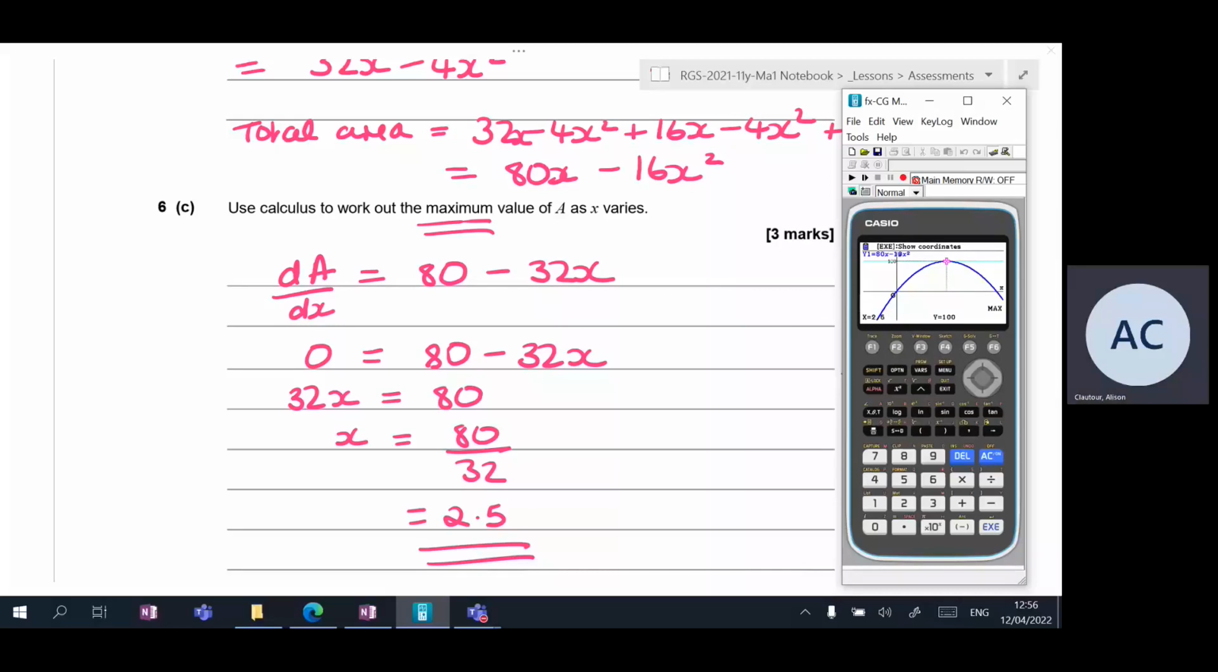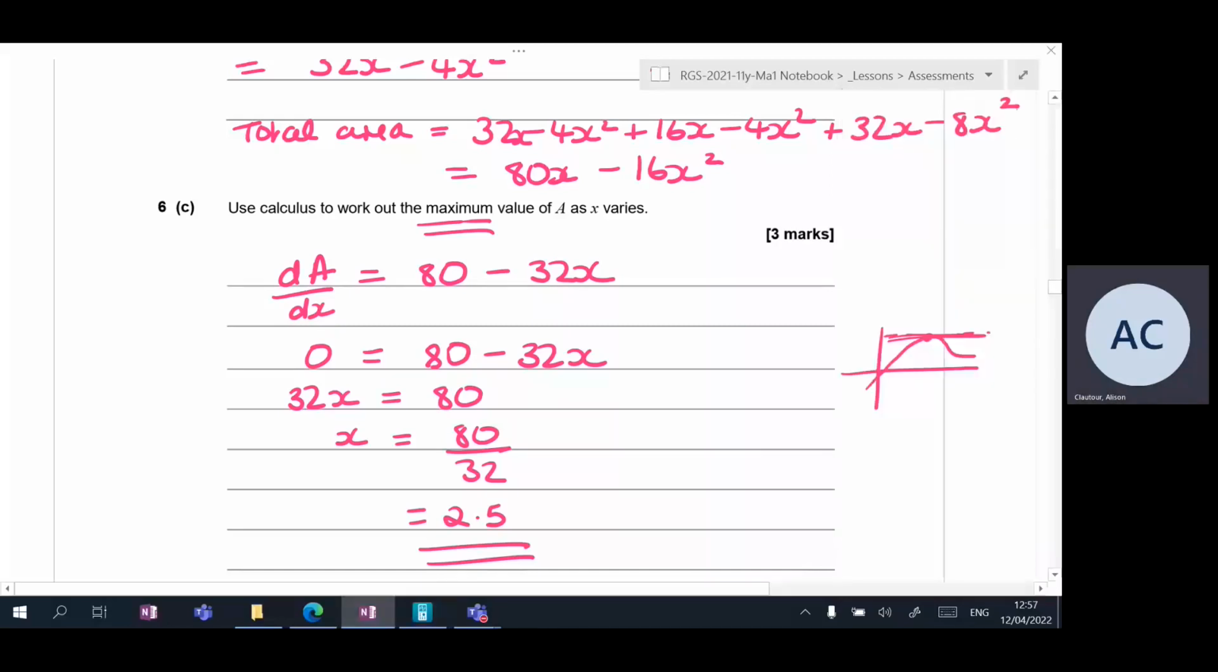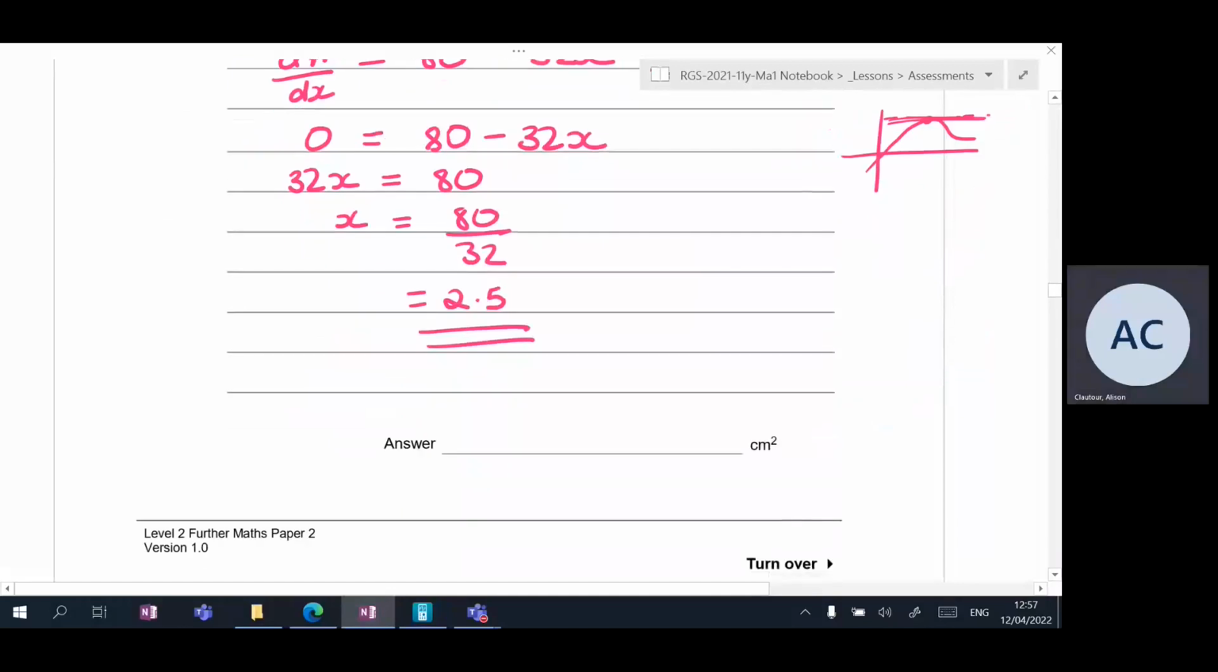This question does say use calculus, so you wouldn't be able to just do that in the exam, write down 2.5. Okay, that would imply they do want to see some work in and that you understand the calculus behind that. Okay, but definitely use it to check.